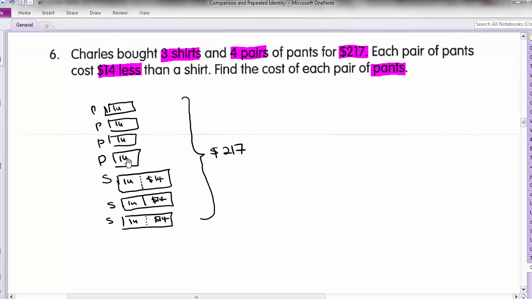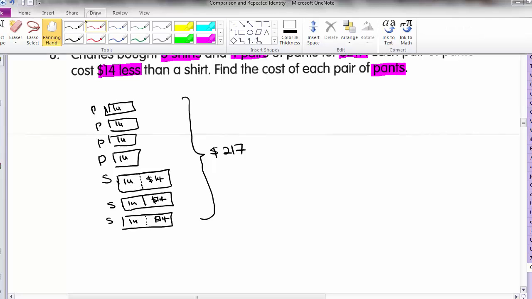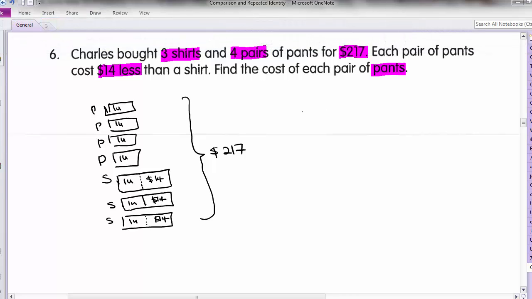So let's recap, huh? One pants costs $14 less than a shirt. In other words, shirt costs $14 more than a pants. I've got 4 pants, 1, 2, 3, 4. Got 3 shirts, 1, 2, 3. So I can solve. So get rid of the extras first. So I have 14 times 3. And that will give me 42. So then I take away 217 minus 42. And that will give me 175.